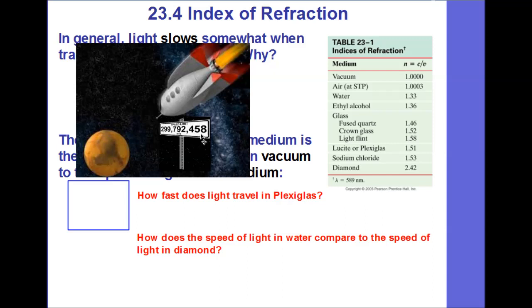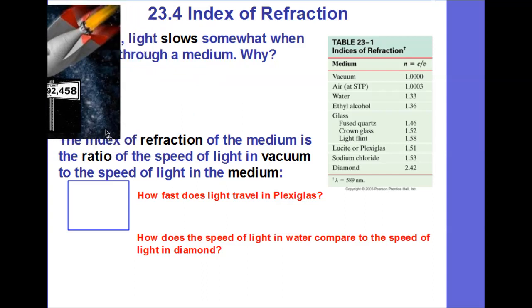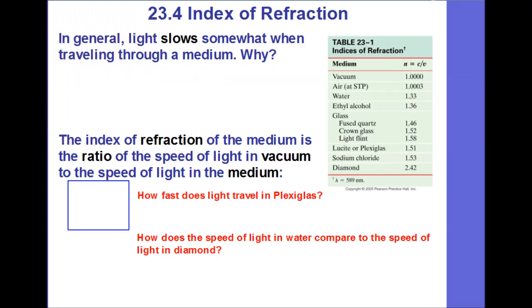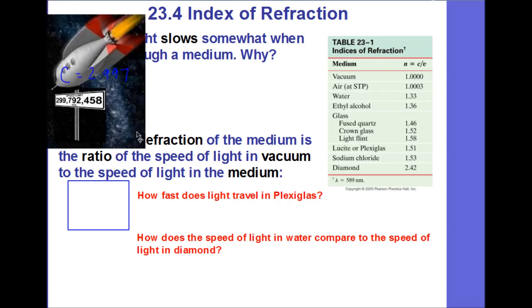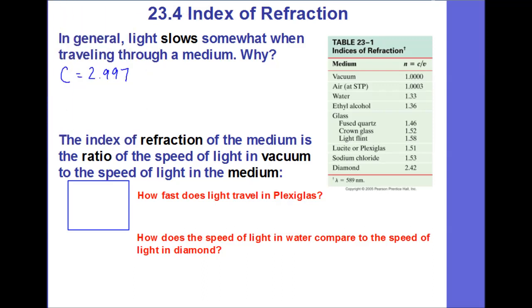299,792,458 meters per second. That happens to be the speed of light in a vacuum, and it's the fastest anything can travel, at least as far as we know. So we would call that value c. It's the speed of light in a vacuum, about 2.9979 times 10 to the 8th meters per second. As far as we know, that's the maximum speed anything can travel.